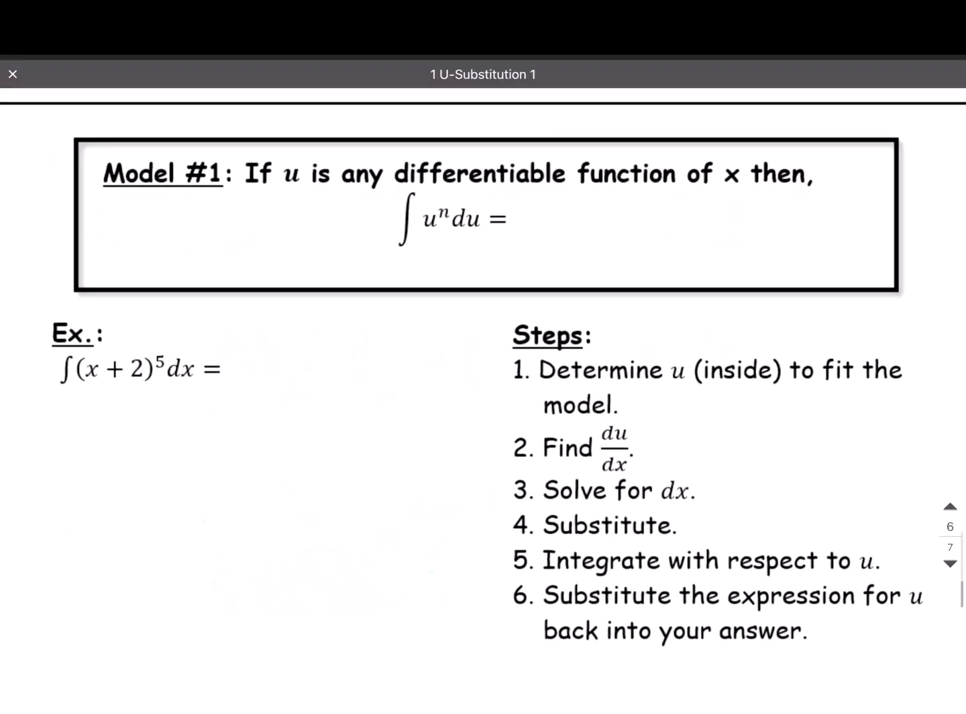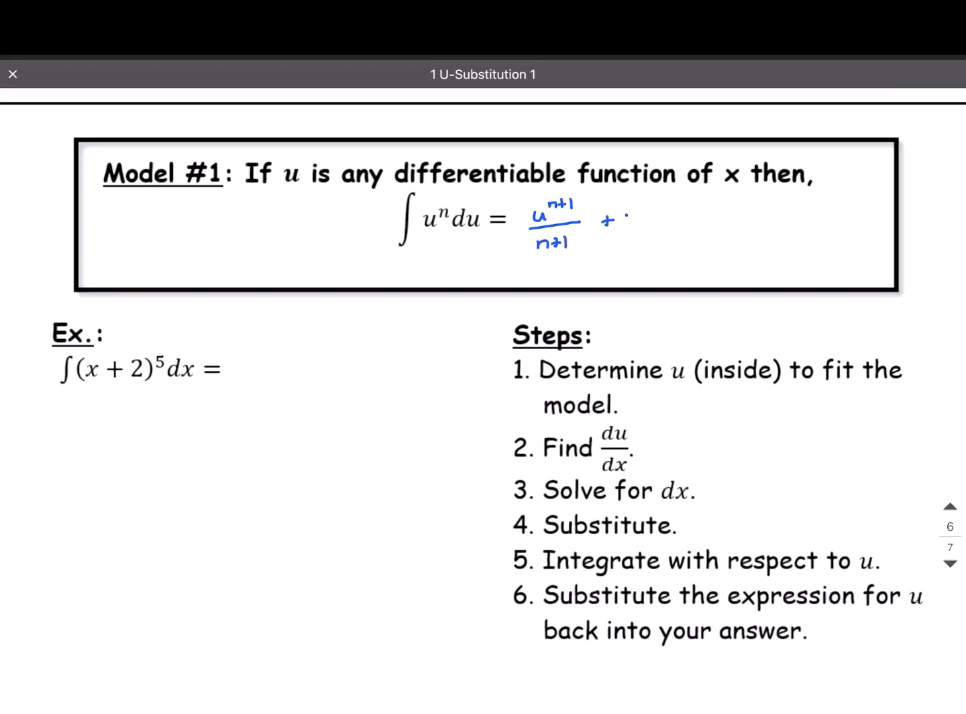Now, one thing to help you remember, and I'm going to give you these models as we go through this unit, but these models are not new things to remember. They are just reminders of how to undo the derivatives. You already know the rules. They are the derivative rules in reverse. If you have u to the n, that means it was u to the n plus 1 over, add 1 to the exponent and divide by the new exponent.